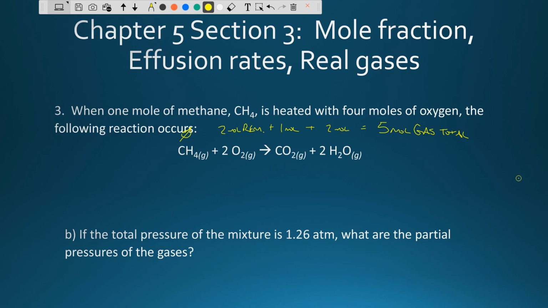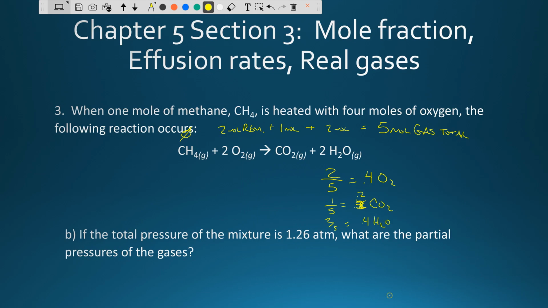Okay, and so what I can do then is take a look at the partial pressure, with the total being 1.26. Well, okay, so what does that mean? Well, if I was going to be looking at my oxygen, 2/5, 2 divided by 5 will give me a mole fraction of 0.4, and that's going to be oxygen. If I look at my carbon dioxide, that's a 1/5. Okay, and that gives me a 0.2. Oops, that's a 0.2, and that's going to be of my carbon dioxide. Sorry about that. That's a 0.2. And then lastly, my water is another 2/5. That gives me 0.4. And that's going to be of my water.